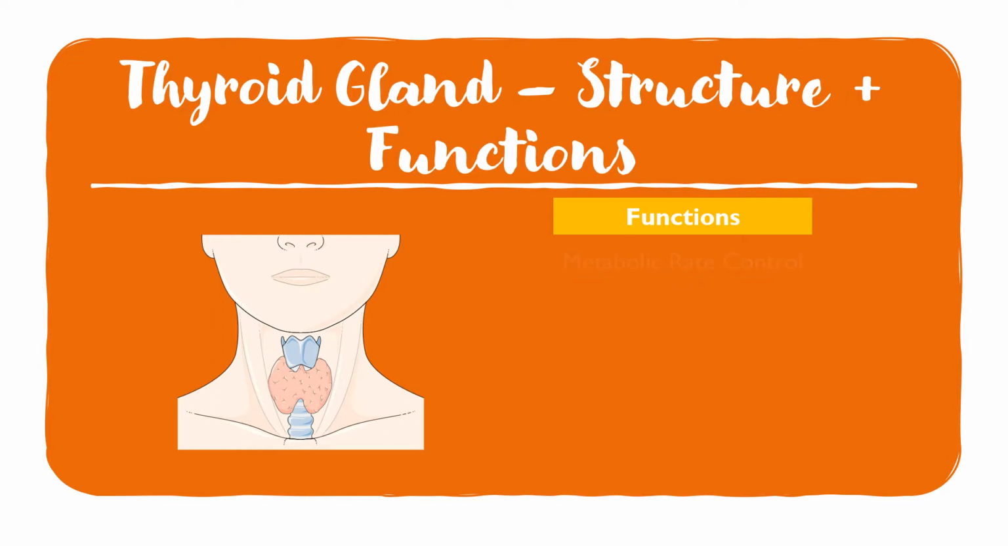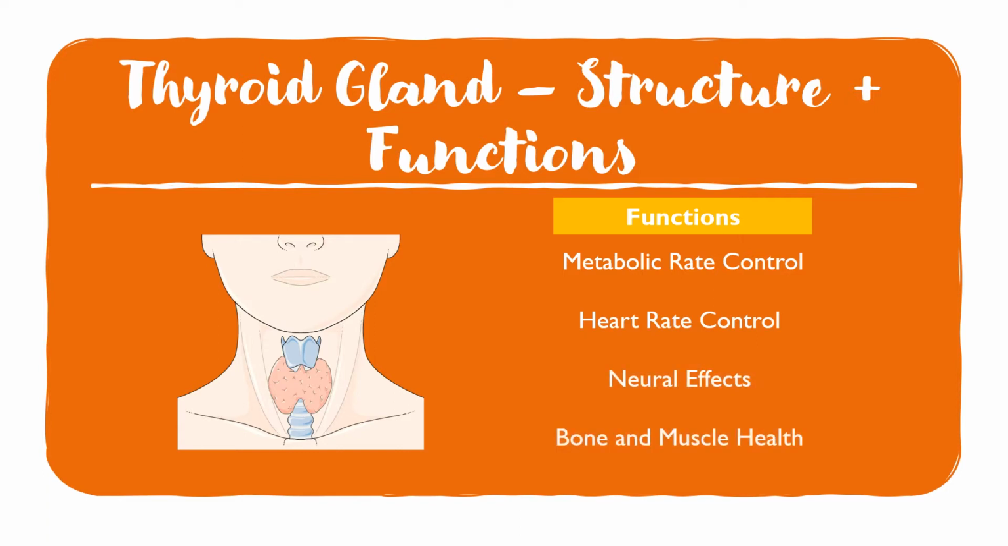For example, it's involved in metabolic rate control, it's involved in heart rate control, it has neural effects, and it's also involved in bone and muscle health as well. And it's important to understand these functions because we can basically extrapolate from them to work out what the symptoms are when things do go wrong with the thyroid.